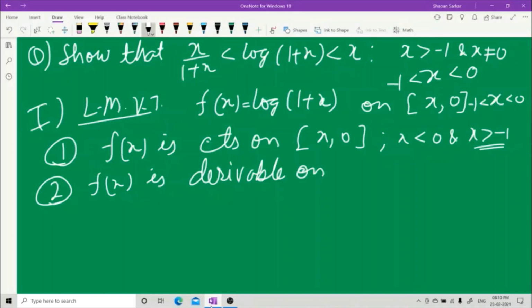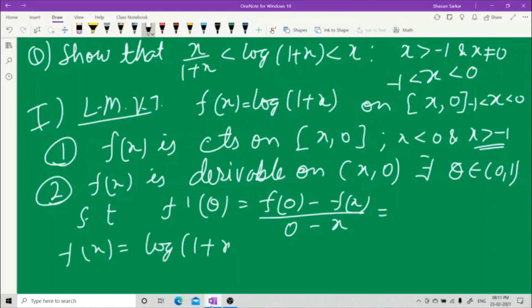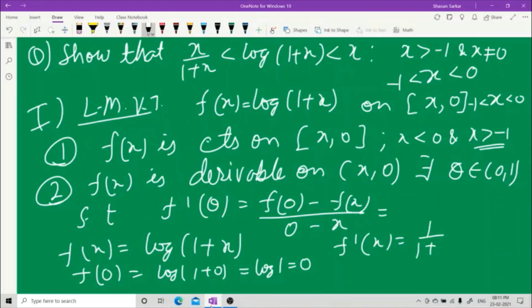First, f(x) is derivable on x to 0. There exists a theta lying between 0 and 1 such that f dash theta is equal to f of 0 minus f of x upon 0 minus x. Now f(x) is log 1 plus x. So f of 0 is log 1 plus 0, which is log 1 and nothing but 0. And f dash of x is 1 over 1 plus x.